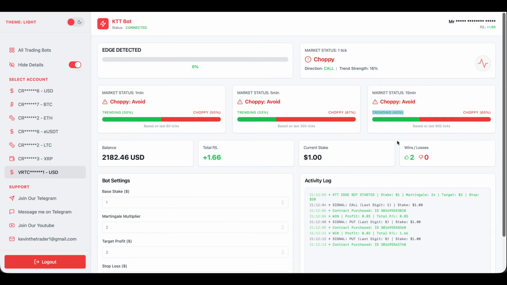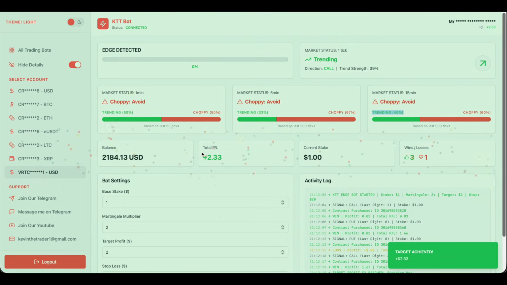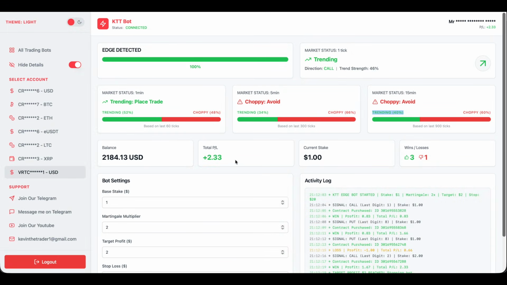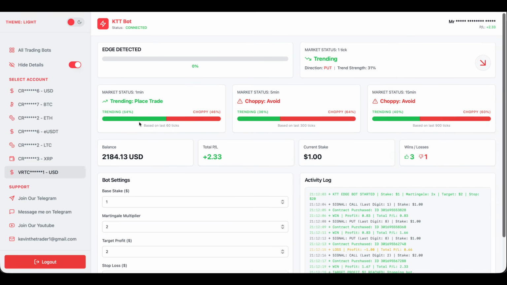There are more wins than losses, yes, if you follow that particular thing that I'm saying. As you can see, our losses is 1, our wins is 3, and our take profit is $2. Now the market on a 1 minute tick is choppy. It is now choppy most of the time, and it's trending 57%. So that one we can take our trade, right?